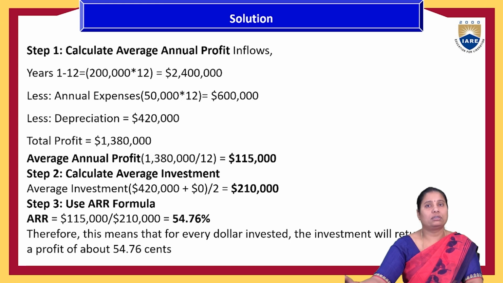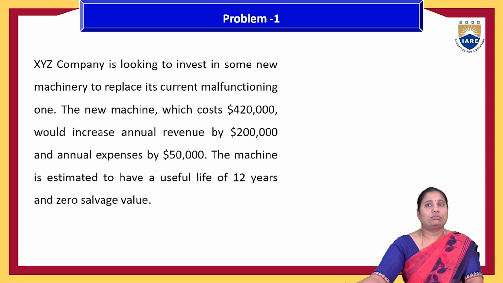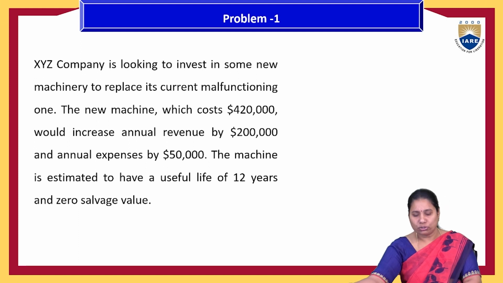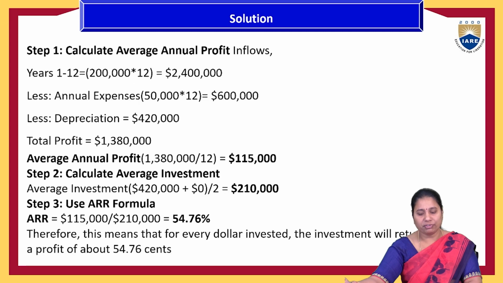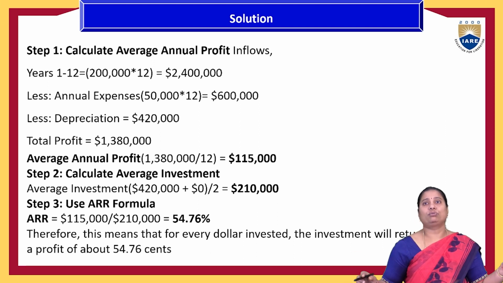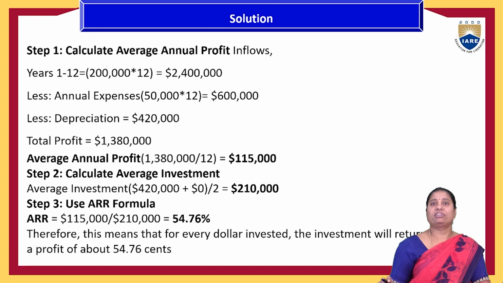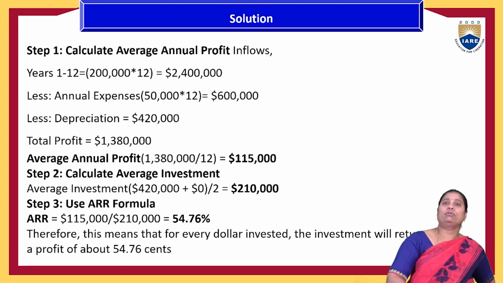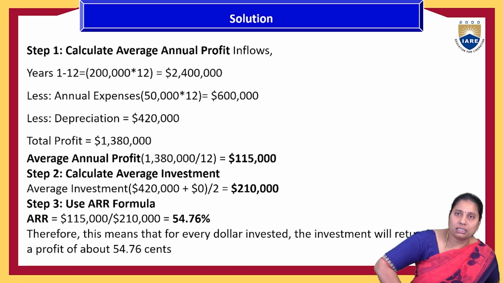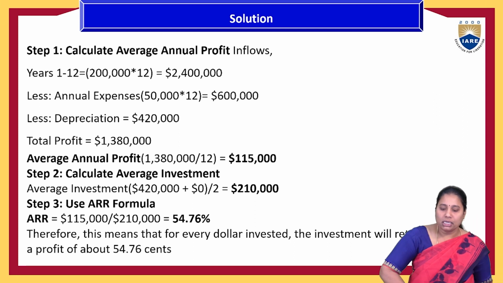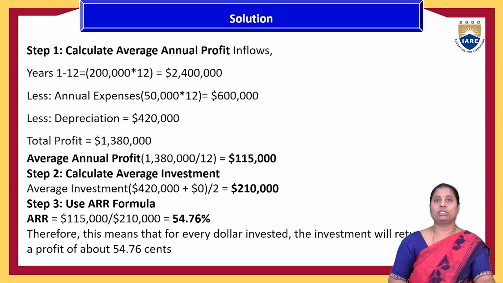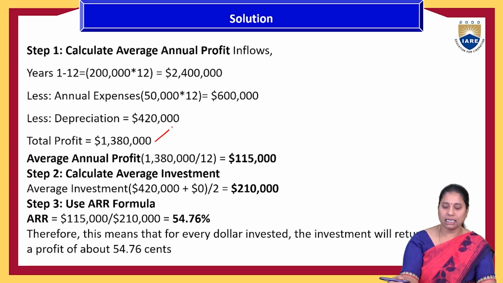For year one, they are going to get 2,20,000 rupees, which is their revenue of 2 lakh rupees less annual expenses of 50,000. For the 12 years, they are going to get 24 lakh rupees. If we deduct the annual expenses of 50,000 for the 12 years, we deduct 6 lakhs out of that. And we deduct the depreciation of 4 lakhs 20,000, so that the total profit is 13 lakhs 80,000.